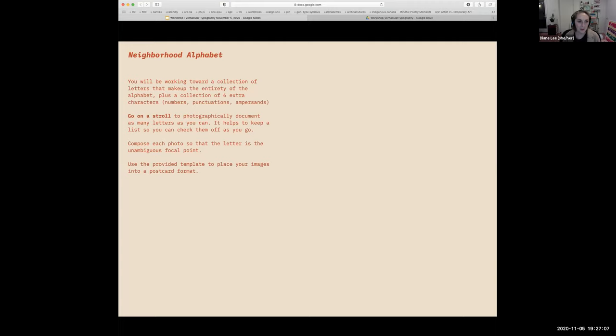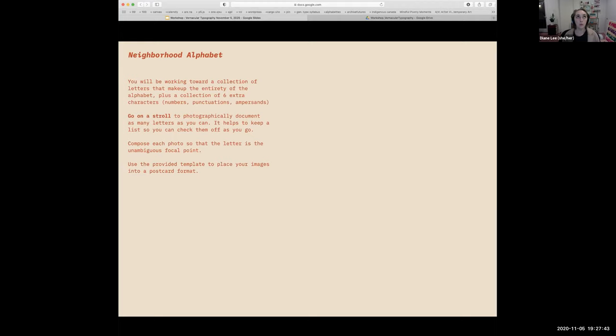there are four prompts that I want to offer you as ways in to potentially developing a postcard for this postcard project. So the first one is developing a neighborhood alphabet. And I really like this prompt because it gives me a way in that feels really approachable and really easy.